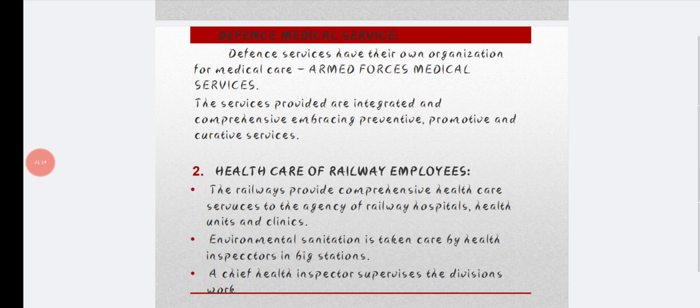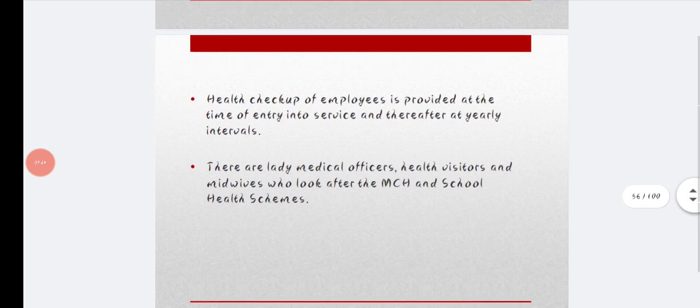And healthcare of railway employees: the railway provides comprehensive healthcare services through railway hospitals, health units and clinics. Through these, railway employees get good health care. And environmental sanitation is taken care of by health inspectors in big stations. A chief health inspector supervises the division's work.